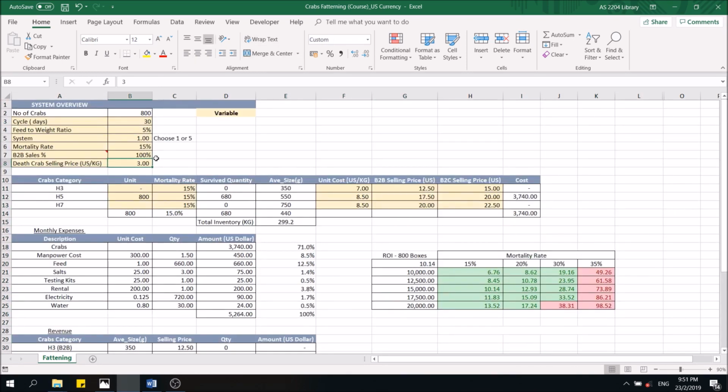Now let's see what is the effect if I have $0 for selling that crab. You can see the ROI is longer now. By adding $1 per kg, it helps a lot. So if you can sell those crabs, please do, to recover your costs. If not, diverting your sales to more B2C is the better way. For capex, you can't really reduce much. I think $10,000 is a minimum sum if you DIY your system.